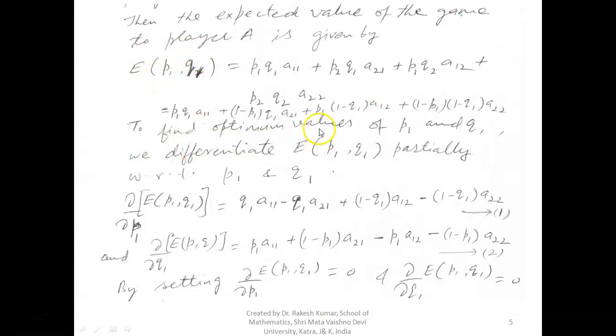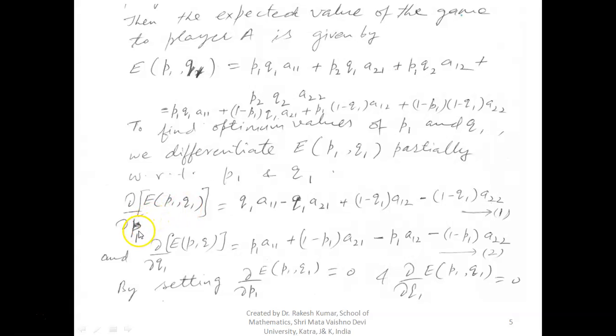Now we have to find out the optimal values of P1 and Q1. We need to find the optimum strategies, so we need the optimum values of P1 and Q1. For that we use differential calculus, and we differentiate E(P1, Q1), this function of P1 and Q1, partially with respect to P1 and Q1.